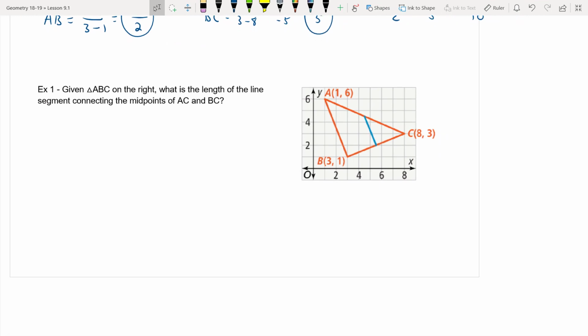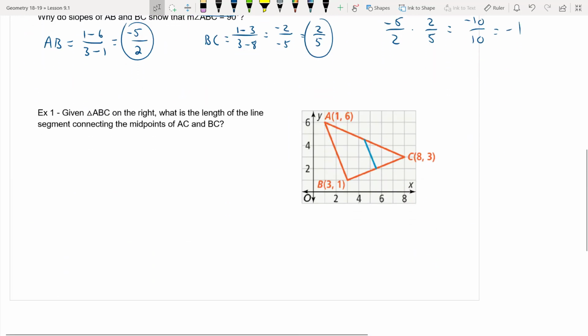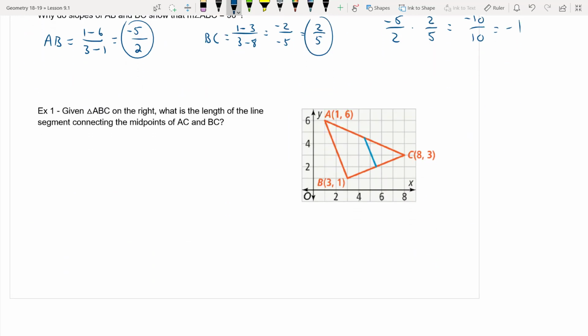So it says, given triangle ABC on the right, it's the same triangle we were just working with. They want to know what is the length of the segment connecting AC and BC, and they're the midpoints. So they want to know what is this mid-segment's length. So we have two things we need to do here. First, we need to figure out what those coordinates are. So we need to find the midpoints, so midpoint of AC and BC. And then the second thing we're going to need to do is the distance of my new figure there.